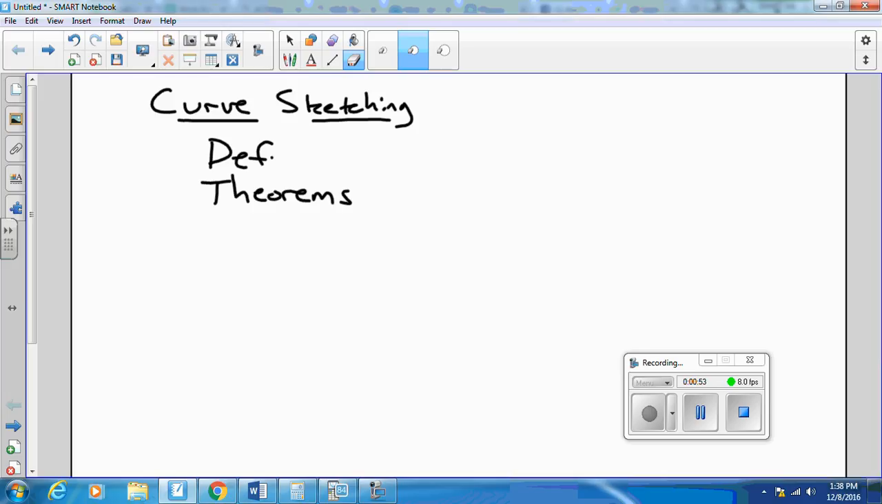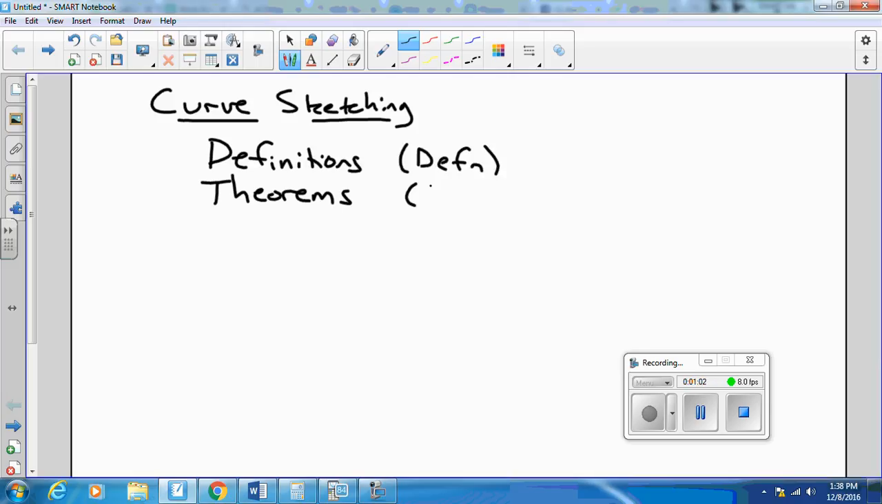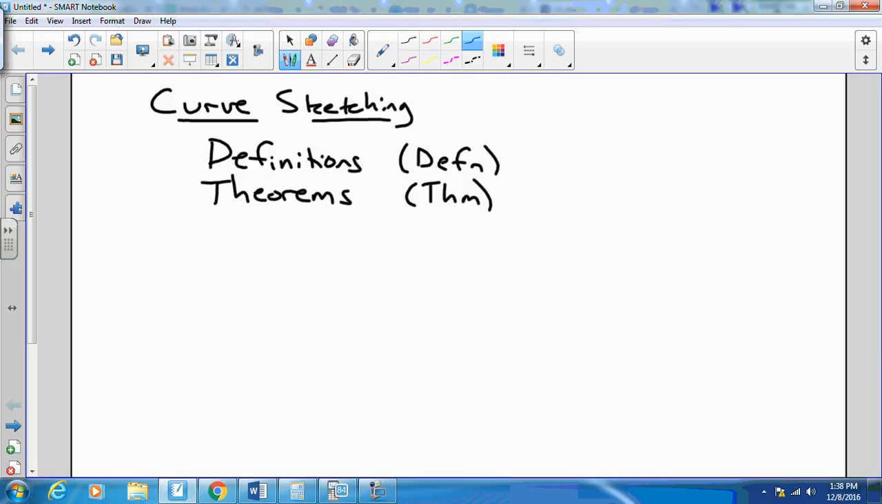Let me write out the full word here. That's my abbreviation. So we are going to have definitions, and my abbreviation for definition is DEFN. You've seen this from me before. I'm just reminding you of these things. And my abbreviation for theorems is THM. And we're going to use these theorems. And every day we're going to have one or two definitions or theorems. You can probably average 1 to maybe 3 per day.